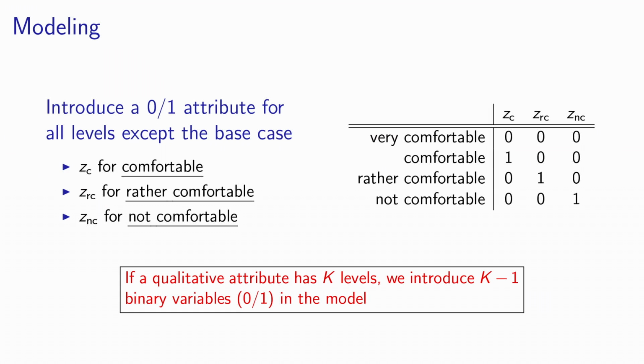When all the variables are 0, it means that it corresponds to the base case, very comfortable. And when one of these variables is 1, then it means that the qualitative variable is associated with the corresponding level. So if ZC is 1, it means that we are referring to comfortable. If it is ZRC, it means that we are referring to rather comfortable. And if it is ZNC, it means that we are referring to not comfortable. So in general, if a qualitative attribute has k levels, then we introduce k-1 binary variables in the model.